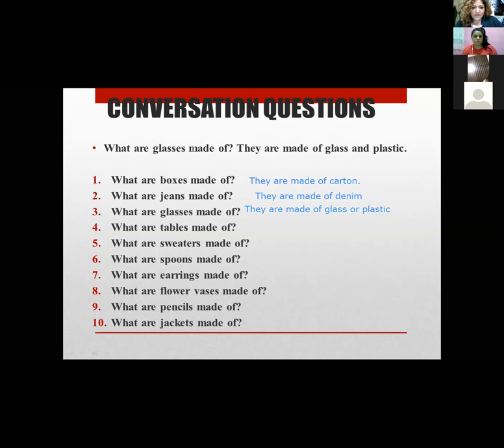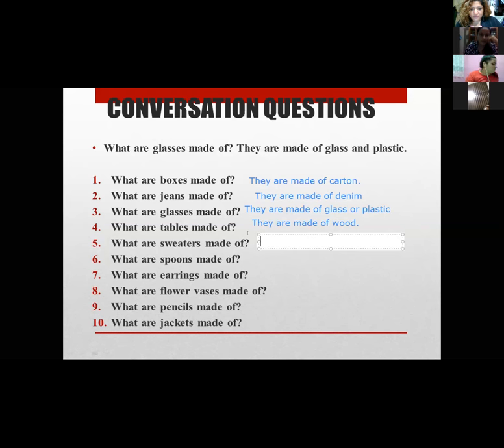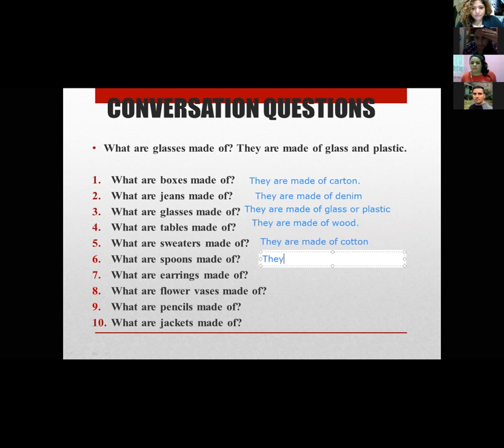What about tables? What are tables made of? They are made of wood or plastic. Excellent. Or metal. They are made of wood, they are made of plastic, they are made of metal, all right? They are made of glass. Oh, they are made of glass, yes. Okay, what about number five? What are sweaters made of? They are made of cotton, but mostly cotton. What about number six? What are spoons made of? They are made of metal. Silver. Or plastic. Perfect, everybody. Very good.